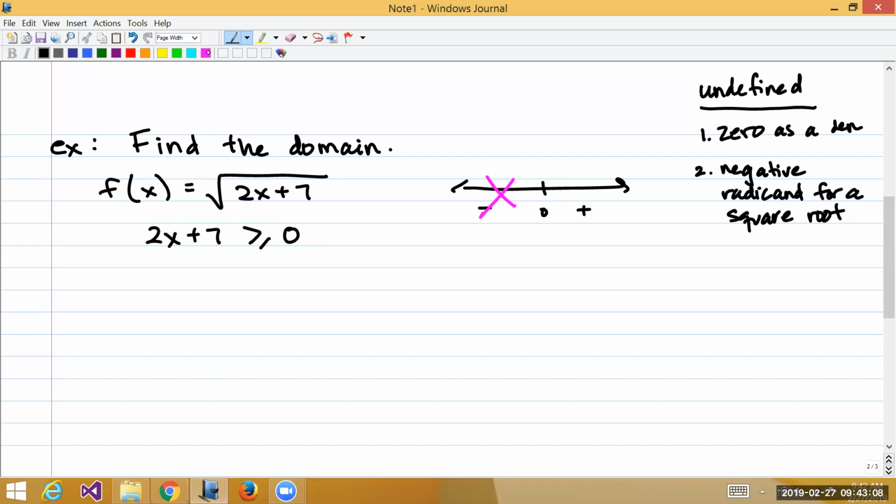Now we simply need to solve this inequality. I can subtract 7 from both sides. 2x is greater than or equal to negative 7. We'll divide both sides by 2. So we have x is greater than or equal to negative 7 over 2. Any value for x that is greater than or equal to negative 7 over 2 will make this function defined. Let's write this out in all three ways. So let's graph.